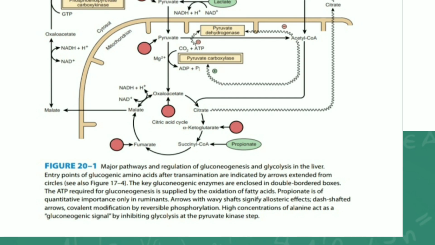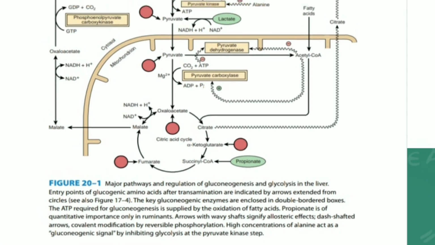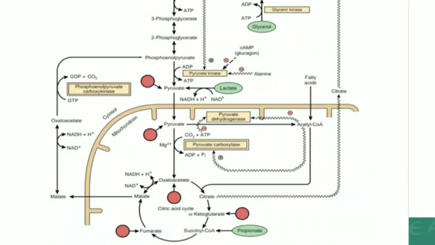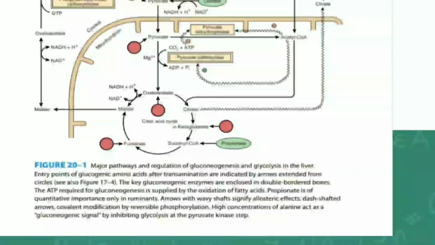In the last line we can say that high concentration of alanine acts as a gluconeogenic signal by inhibiting glycolysis at the pyruvate kinase stage. So we can see here this is pyruvate kinase. At the pyruvate kinase stage, alanine is inhibiting pyruvate kinase and preventing the formation of pyruvate. Instead, pyruvate has to be converted, in the opposite direction, to phosphoenolpyruvate. So alanine is playing a very important role here.